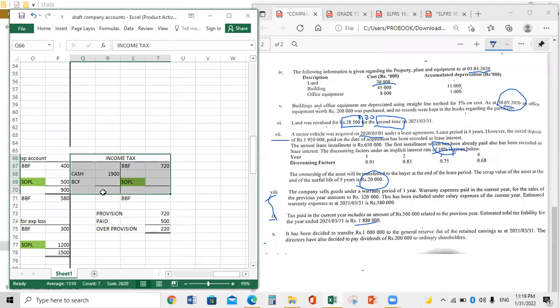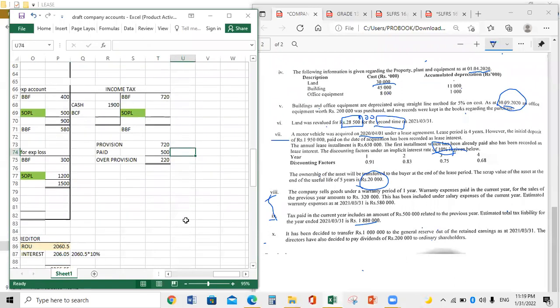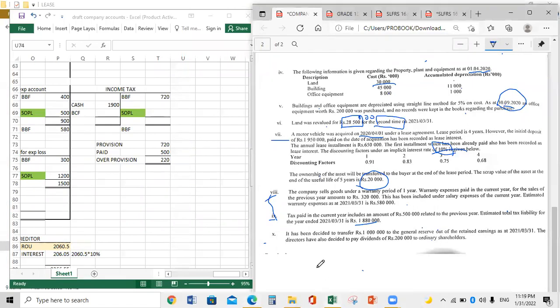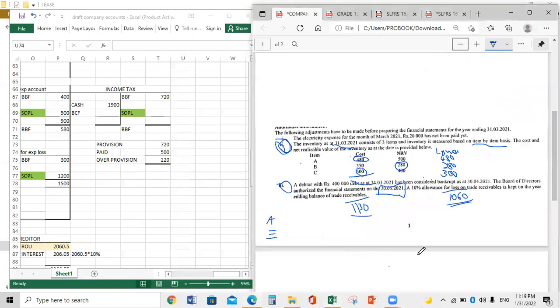Wait. Have they given it? Estimated total tax liability for the year end is 1,880. That is the total tax liability for the whole year. Listen carefully. You need it actually. I'm sorry. So guys, 1,880 is the estimated amount for the whole year. How did I get 1,900? It was given in the question.